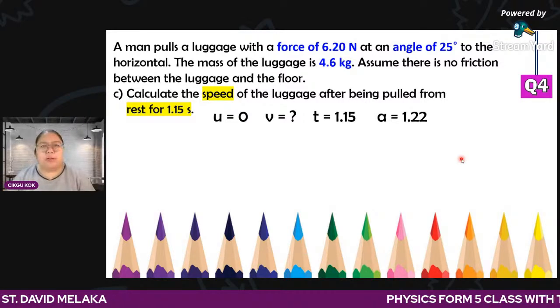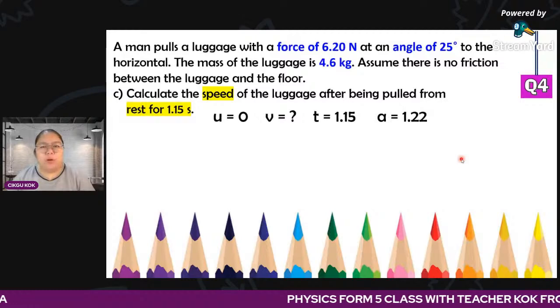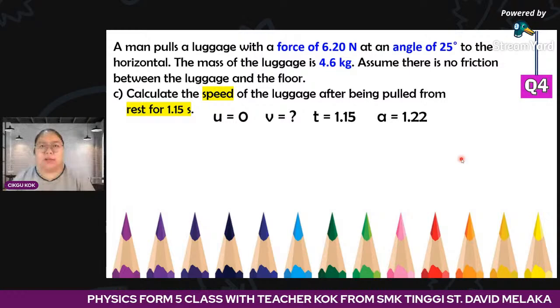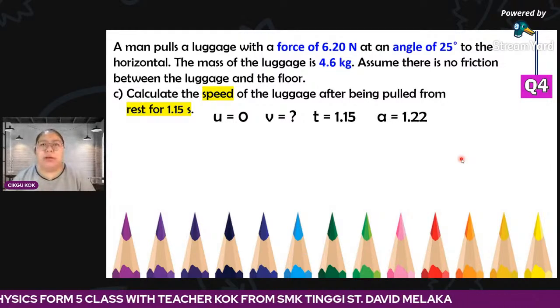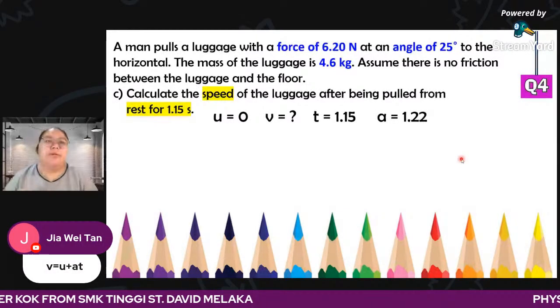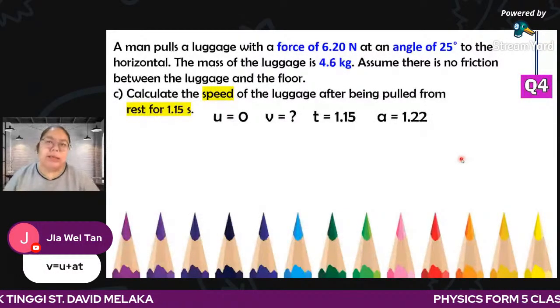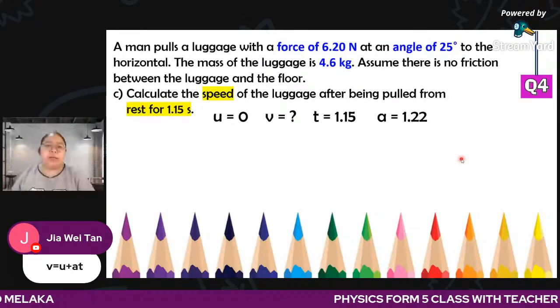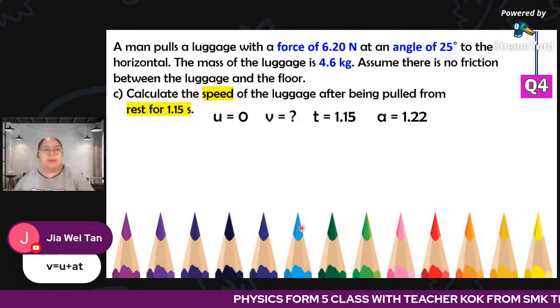Wow, so fast. Straightforward, you give me the answer 1.4. Hey, hello, this one is a velocity. How come your answer is a negative 2? Okay, Tanjawe gave me the correct answer already. They're using this formula, V equal U plus AT. That one is the first equation. So we go to try. Is it correct or not?